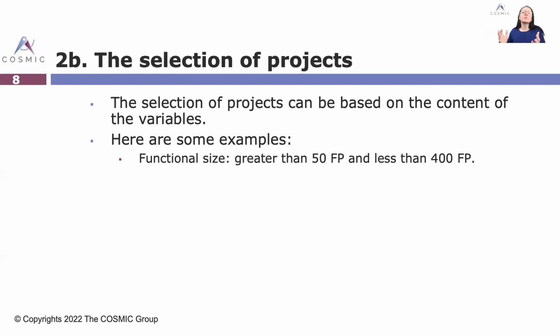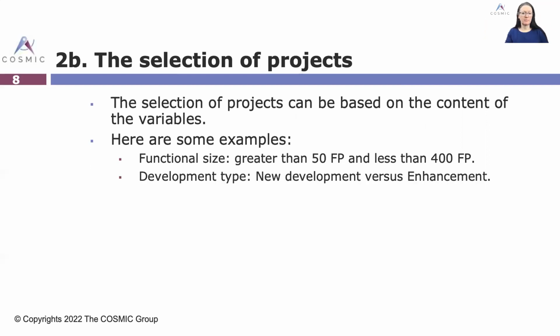Well, we don't want to look at projects that are smaller than this or bigger than 400. So this will be important to filter out which project we need. The development type: there's new development versus enhancement. In the ISBSG database, we can also find the redevelopment development type. That means you have rewritten new software based on previous technology that is no longer supported. But in our case today, we will not be touching the redevelopment projects.